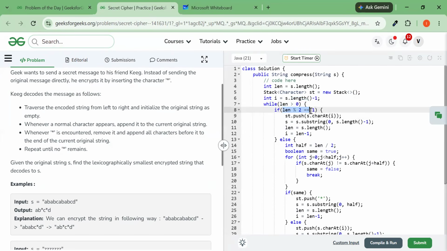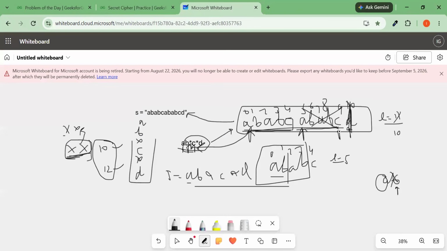And I'm checking, as in the same example, whether the length is odd or even. If the length is odd, we can just append the last character to our stack. We take the remaining string and calculate the length for the further iteration, and i is equal to length minus one. It means we don't have to worry about this last character. Now our resultant string will be this.